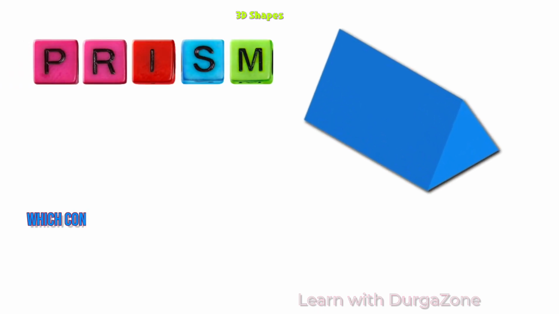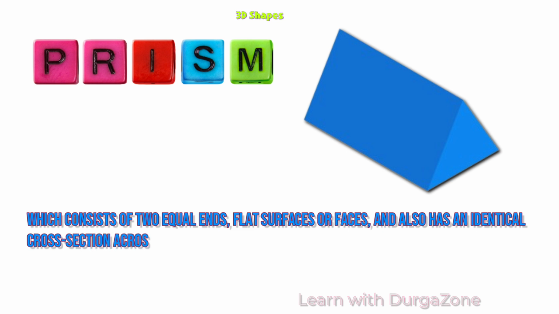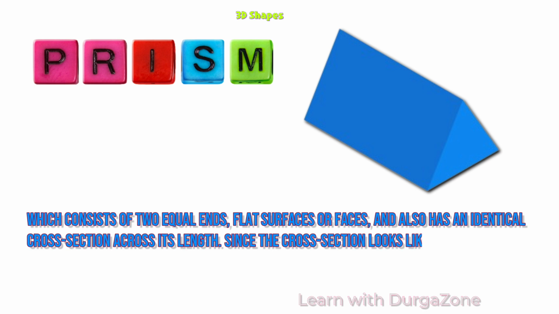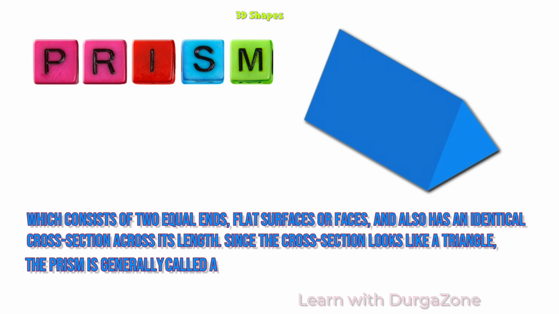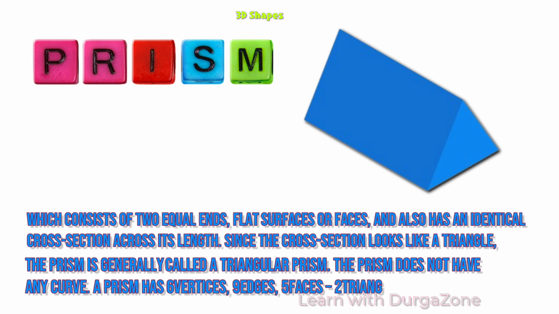Prism. This is a prism, which consists of two equal ends, flat surfaces or faces, and also has an identical cross section across its length. Since the cross section looks like a triangle, the prism is generally called a triangular prism. The prism does not have any curve. A prism has 6 vertices, 9 edges and 5 faces: 2 triangular and 3 rectangular faces.